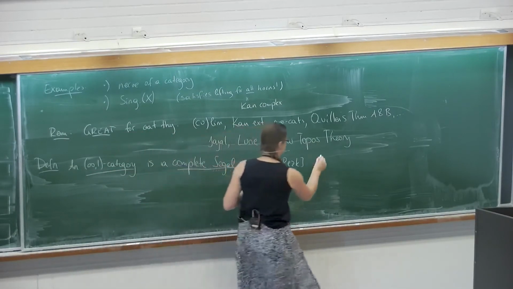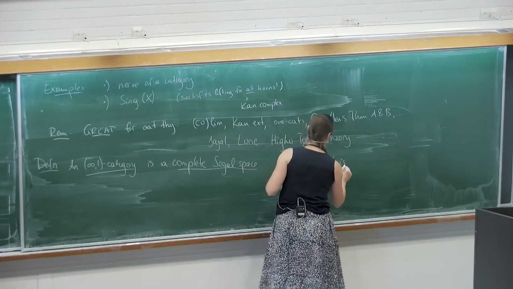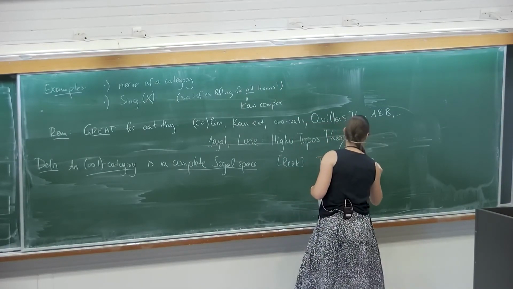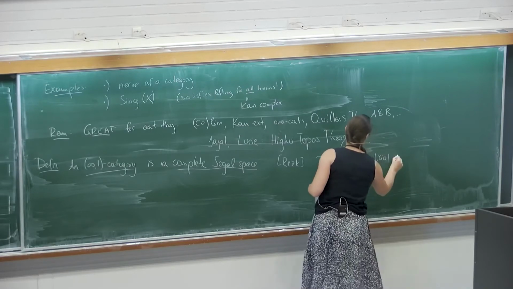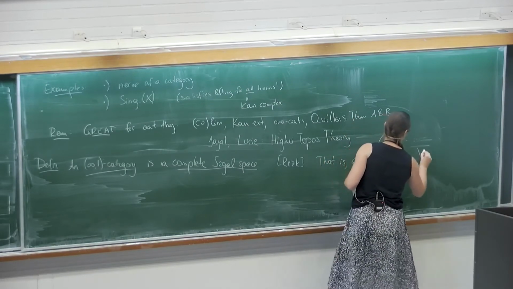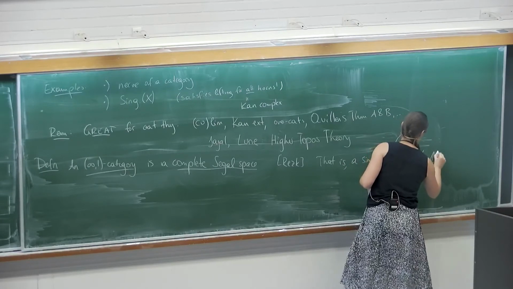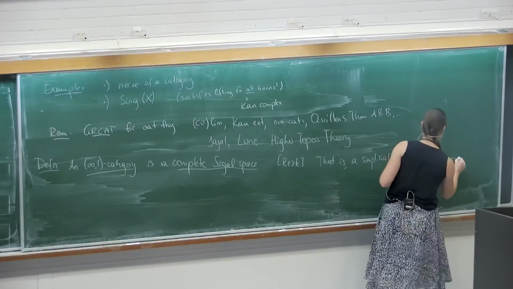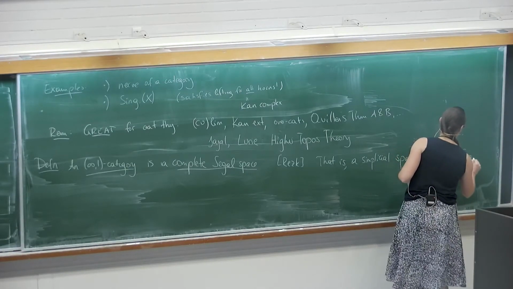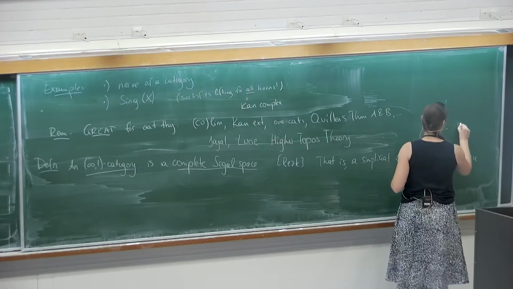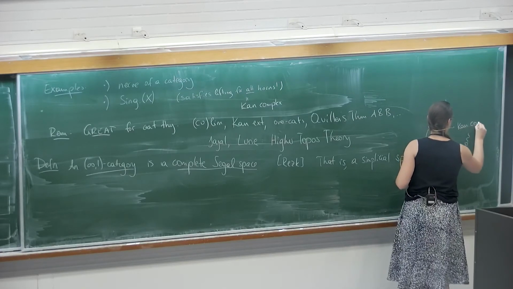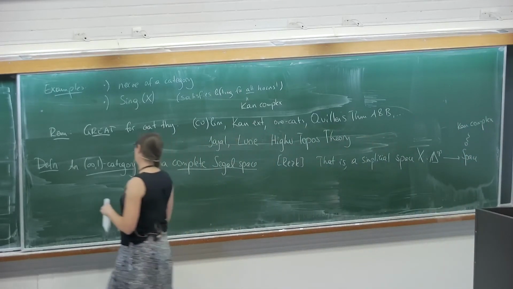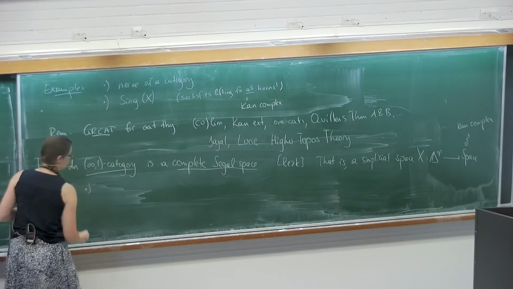So what is this? That is, it is a simplicial space. So before we had a simplicial set with some conditions, now we have a simplicial space. And by space, what I will actually implicitly mean is Kan complex. And we have two conditions. So the first one is the Segal condition.